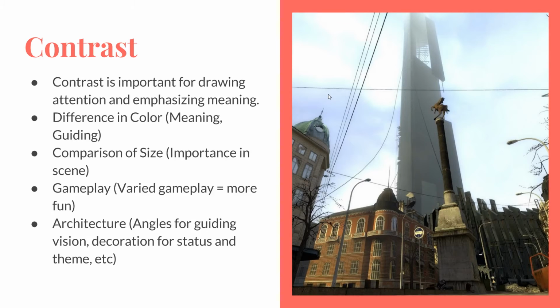And also architecture. So for example, if you have lines going up a building, that might show you the height of it, how important the verticality of it is. But also the architecture might guide you to the horizon, towards where you need to go. It also shows status, like here you can see how well off these people might be, and theme. So when you see all of this combined architecture, it seems very technologically advanced.